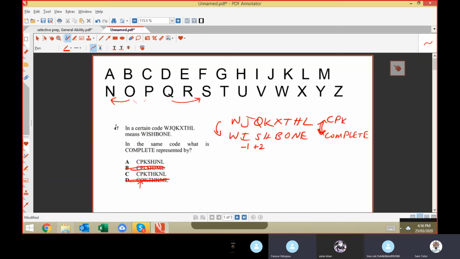Let's go to the next one. K and H. K to H is -3. So the next letter, S, -3. 1, 2, 3. Becomes P, which is what I want. So that means it must be S. I'm going to keep doing each one. X to B is going to be 1, 2, 3, 4. +4. So H +4, 1, 2, 3, 4, which is L, which is what I need.